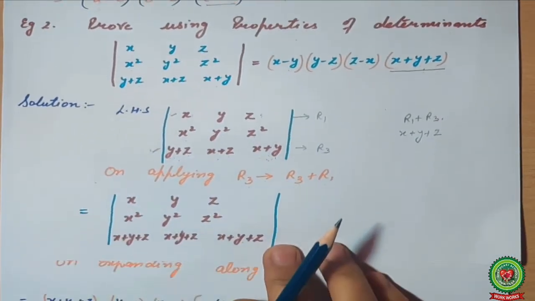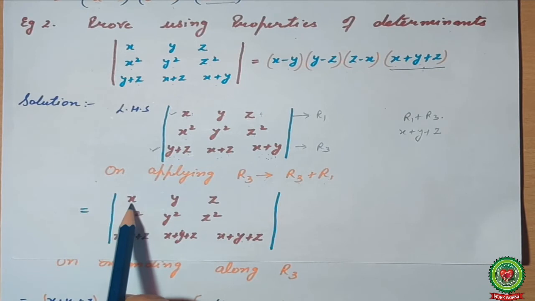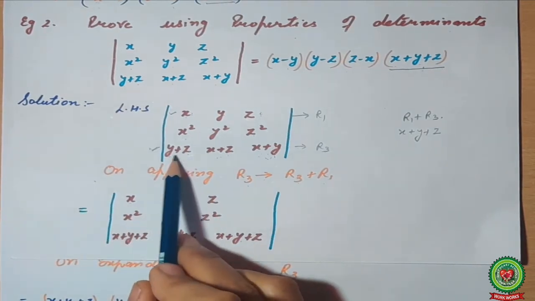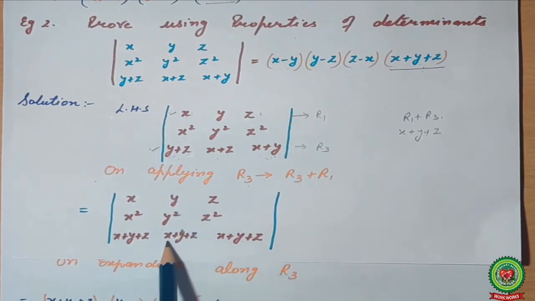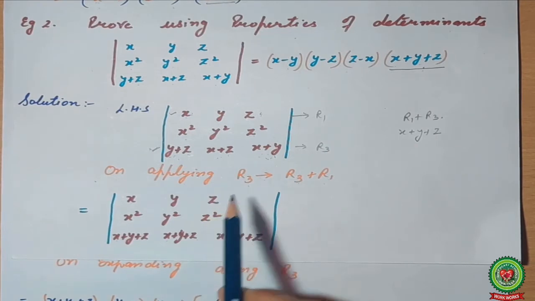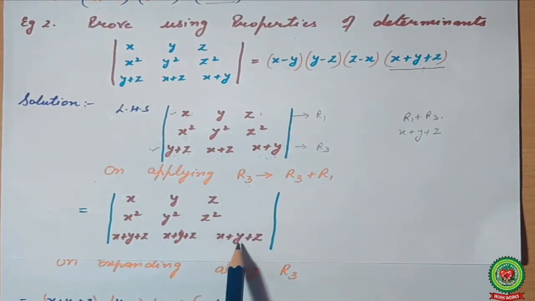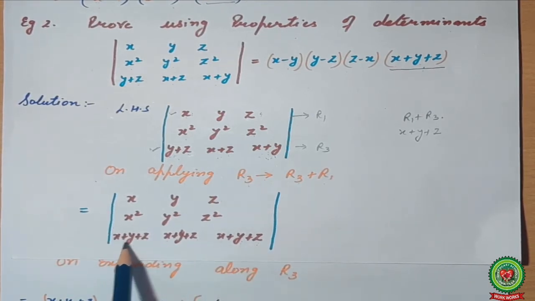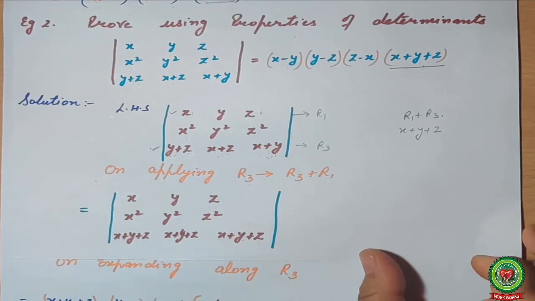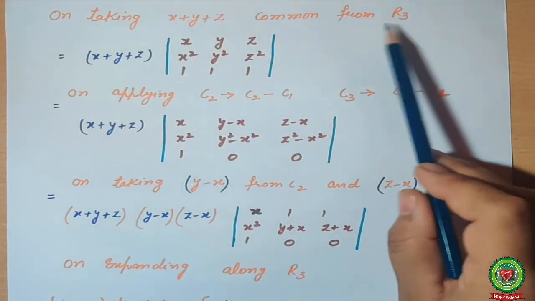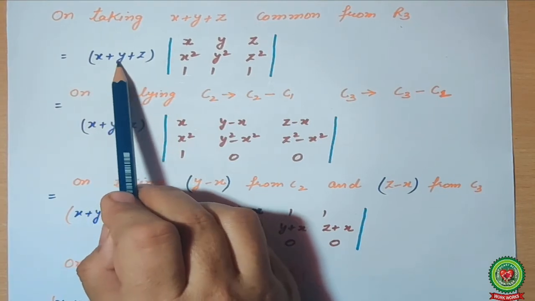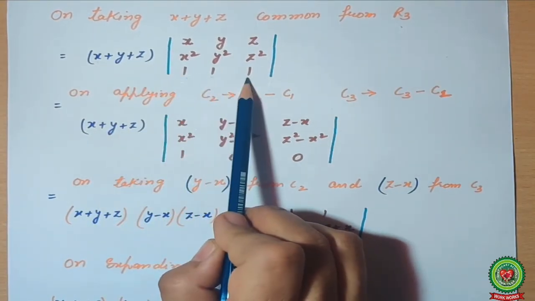Now, when we apply the operation, R1 element is x and R3 element is y plus z. So, the full element is x plus y plus z. Similarly, y gives x plus y plus z. Now, when we add z in this element, it will also become x plus y plus z. Now, from R3, I can take x plus y plus z as a common part here. So, by taking x plus y plus z common from R3, we are having x plus y plus z and 1, 1, 1 in the third row.